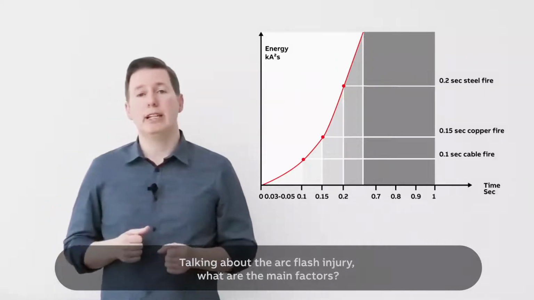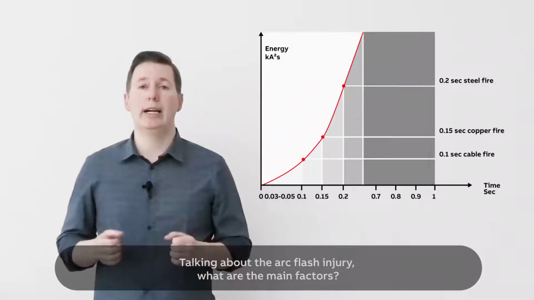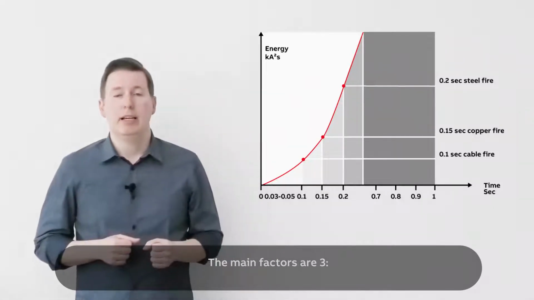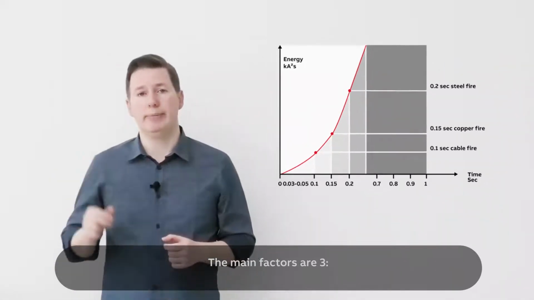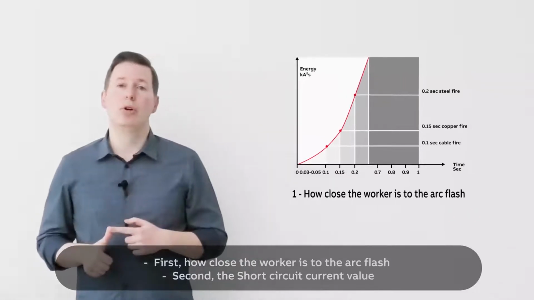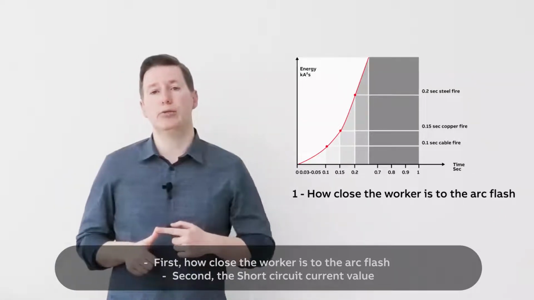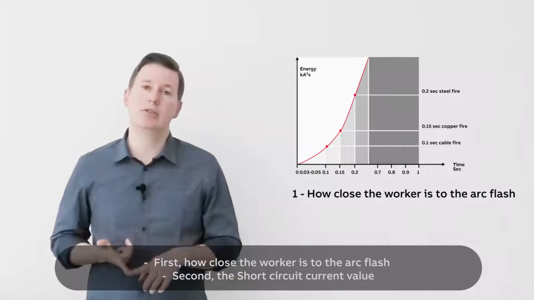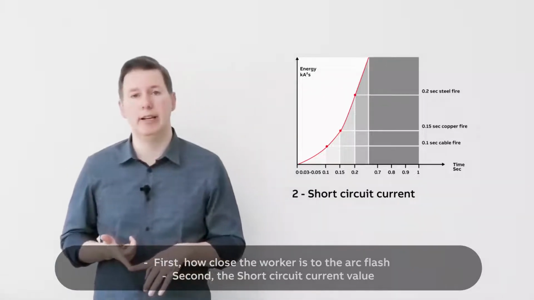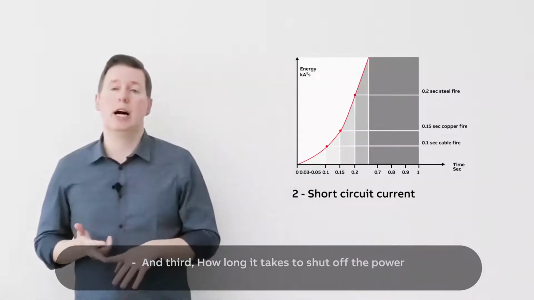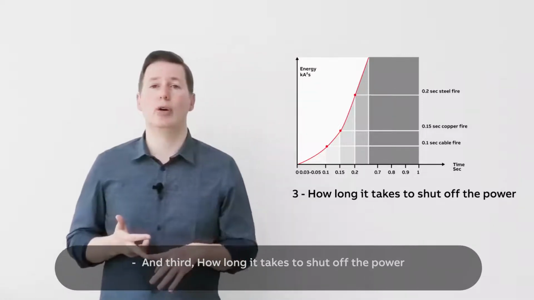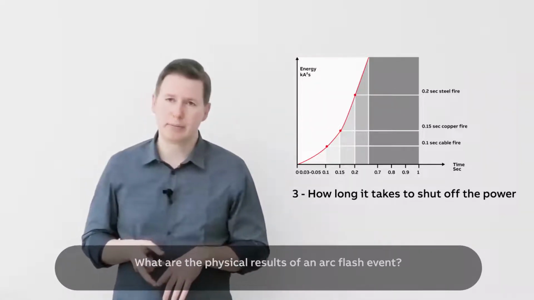Talking about the arc flash injury, what are the main factors? The main factors are three. First, how close the worker is to the arc flash. Second, the short circuit current value. And third, how long it takes to shut off the power.